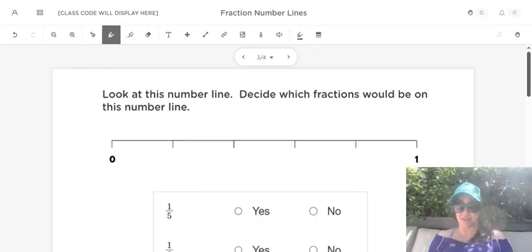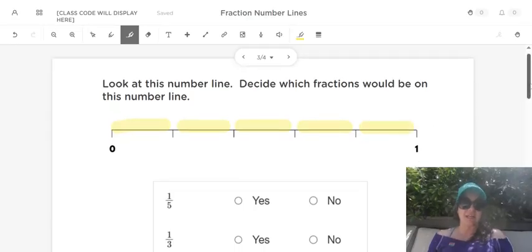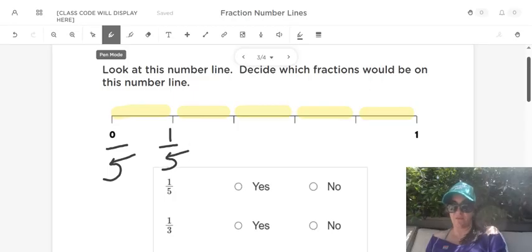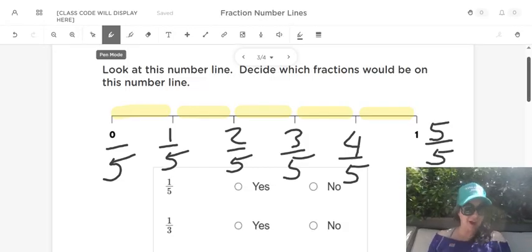Okay, hopefully the number line has been drawn and you have labeled it. Let's take a look at how we would label the number line. How many spaces are there? 1, 2, 3, 4, and 5. All right, so that means the denominator for these is going to be 5. So this one is 0 out of 5. This one is 1/5. This is 2/5. This is 3/5. This is 4/5. And at big 1, we have 5/5 because 5/5 is equivalent to 1 whole.